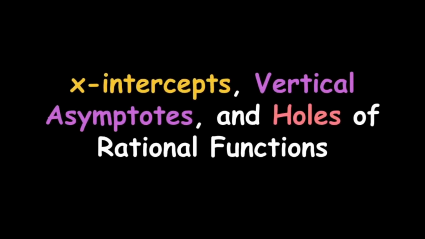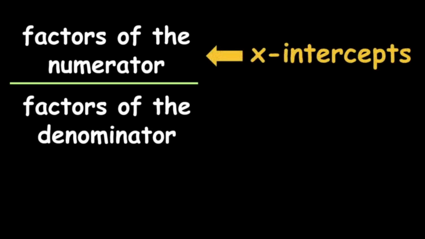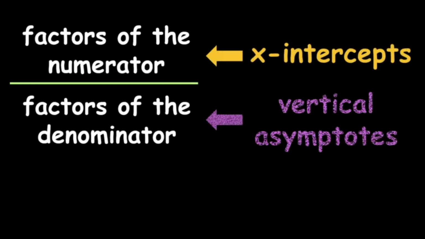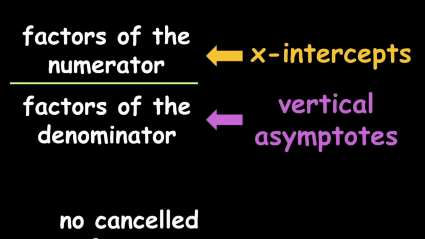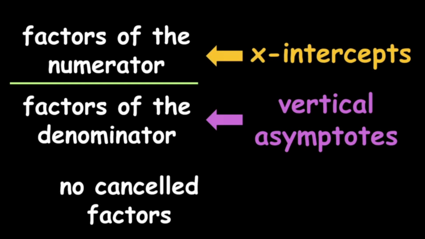X-intercepts, vertical asymptotes, and holes of rational functions. Case 1: no cancelled factors. The factors of the numerator will give the x-intercepts, and the factors of the denominator will give the vertical asymptotes. Take note that if there are no cancelled factors, then the graph of a rational function has no holes. So in this case, we're going to solve for the x-intercepts and vertical asymptotes only.